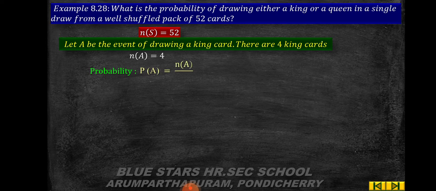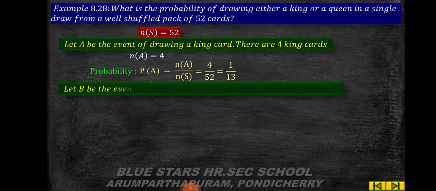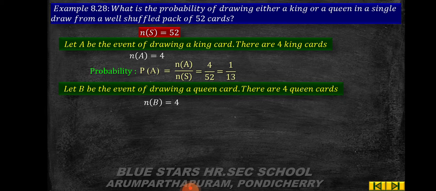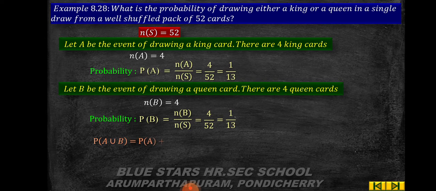Probability, that is P of A, is equal to n of A by n of S, which is equal to 4 by 52, which is equal to 1 by 13. Next, let B be the event of drawing a queen card. There are 4 queen cards, so n of B is equal to 4. So probability P of B is equal to n of B by n of S, which is 4 by 52, equal to 1 by 13. So P of A union B, because it is either a king or a queen.